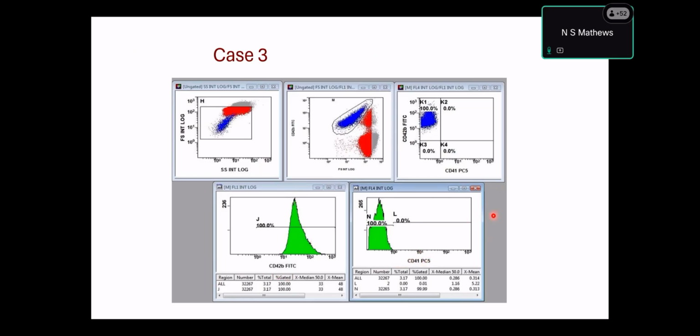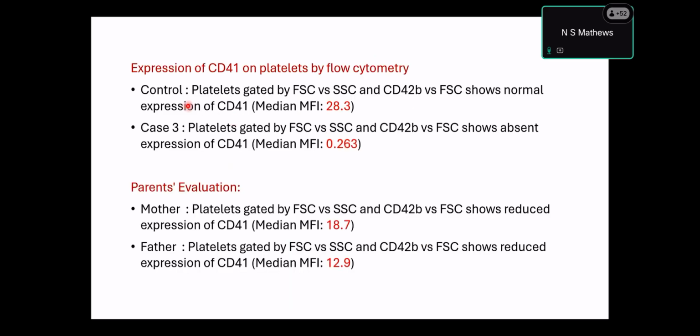Now, in our lab, we usually don't stop here, because remember the question of how they got it, dominant or recessive. So in flow cytometry, we can also look at it from the MFI point of view. For example, in this case with CD42B, the MFI, the median fluorescence intensity, is around 33. You can see the median for CD41 is only 0.2. So 33 versus 0.2.